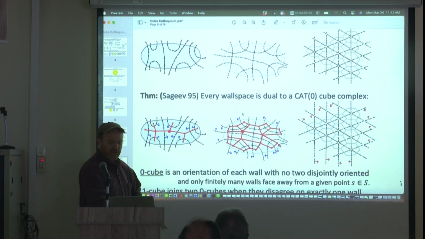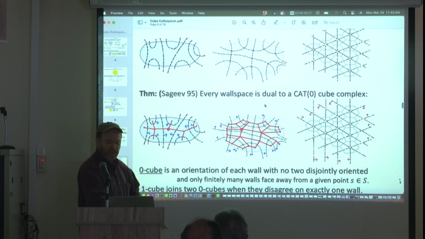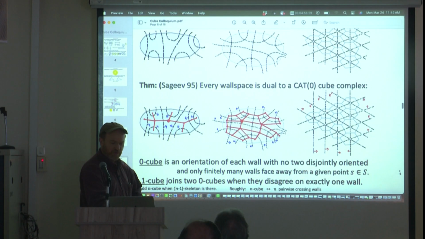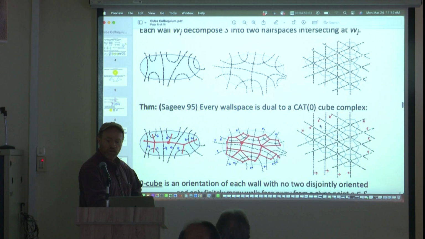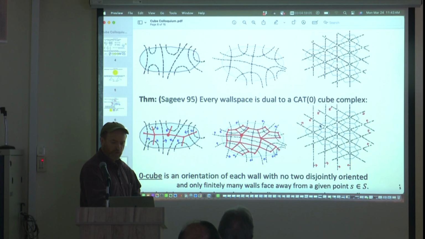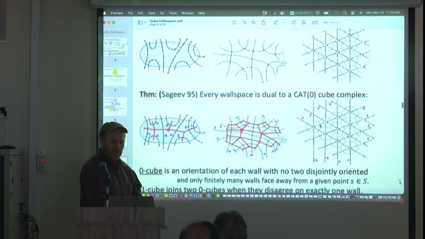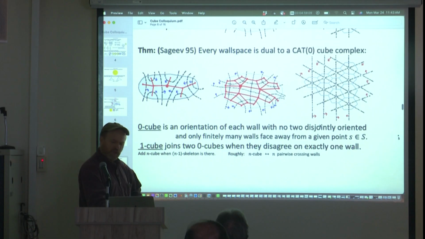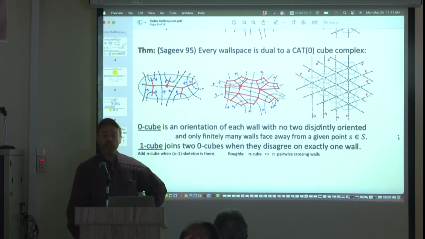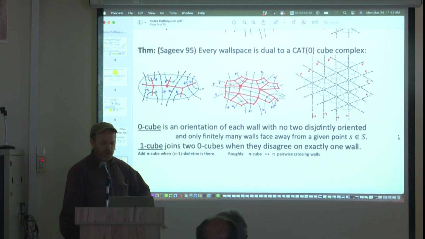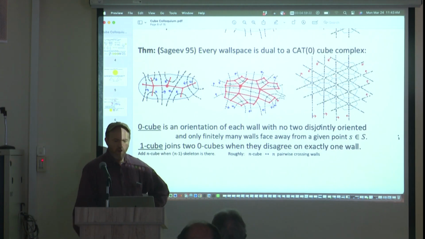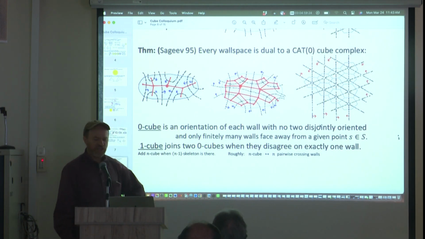And Micha generalized this to any cat-zero cube complex, to any wall space, to create from a wall space a dual cat-zero cube complex. It's a beautiful construction. The way it goes is a little bit subtle, but very simple. A 0 cube, I like to think about it in the following way. A 0 cube is a kind of orientation on each wall.